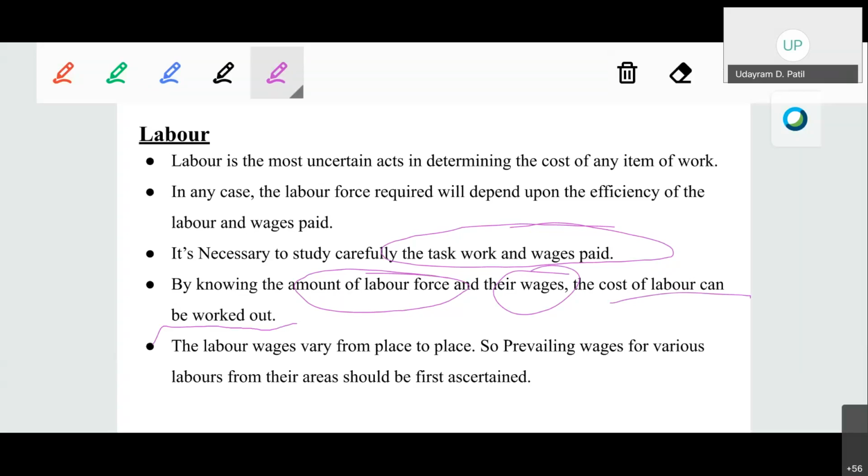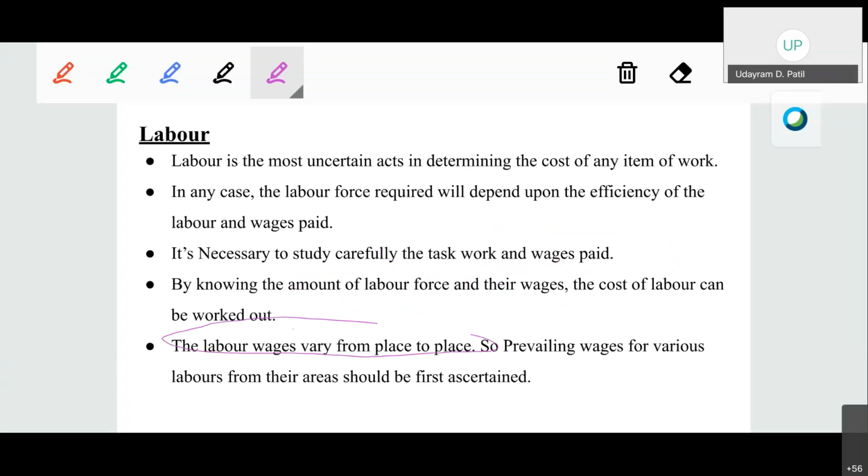Again, as I said, the labor wages also vary from place to place. Whatever labor wages there are, they can be different from place to place. Therefore, the prevailing wages of the various labors for their areas should be ascertained. Obviously, the rates for a particular labor are different, so we do not assume one rate; we do not consider that a particular rate will apply to every case.